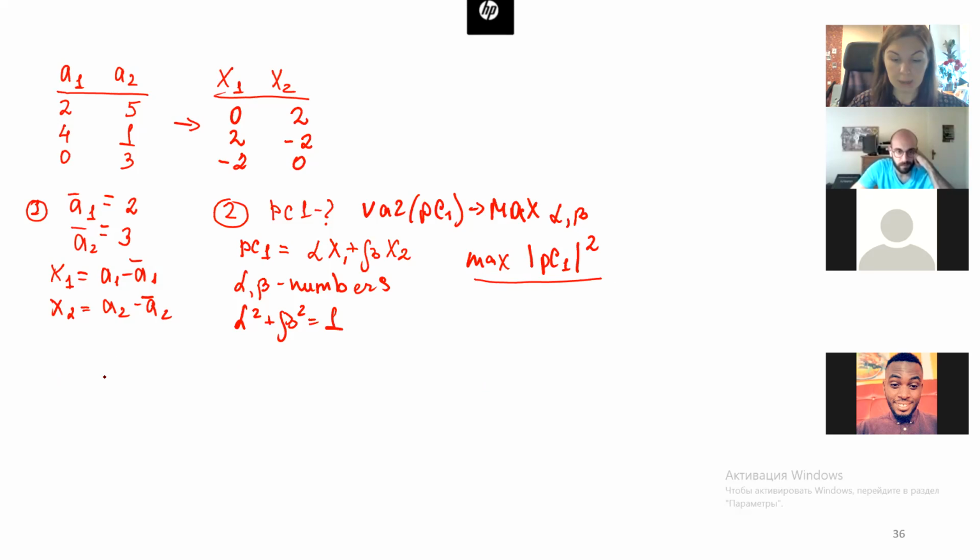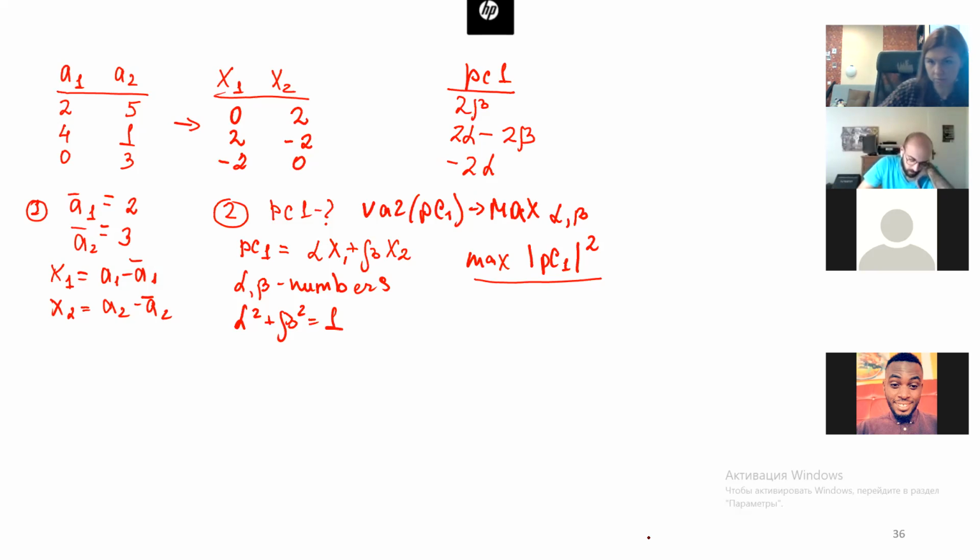Let's calculate PC1 here. For the first observation, we have x1, x2, 0 and 2. It means that we have PC1 equal to 0, 2 beta. Yes, for the second, we have 2 alpha minus 2 beta. And for the third observation, we have minus 2 alpha. Sorry, I need to take my chart.